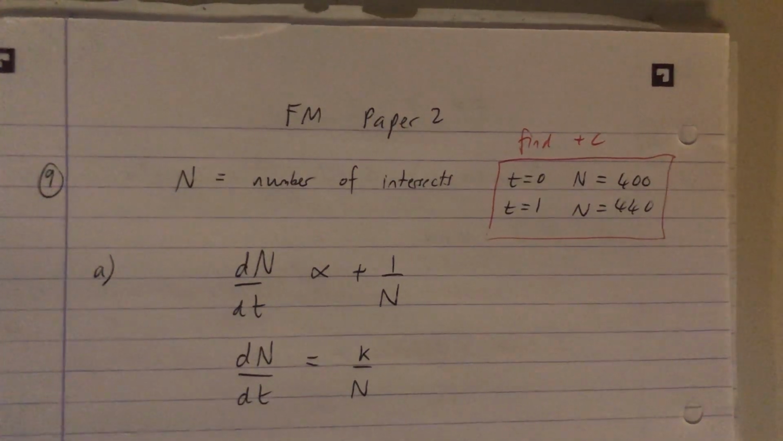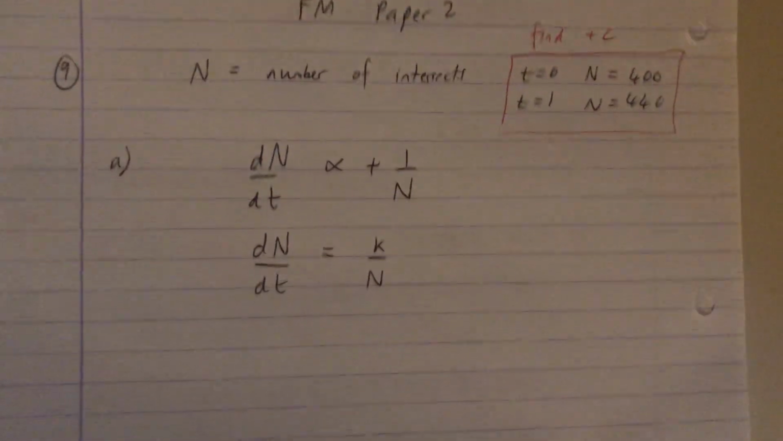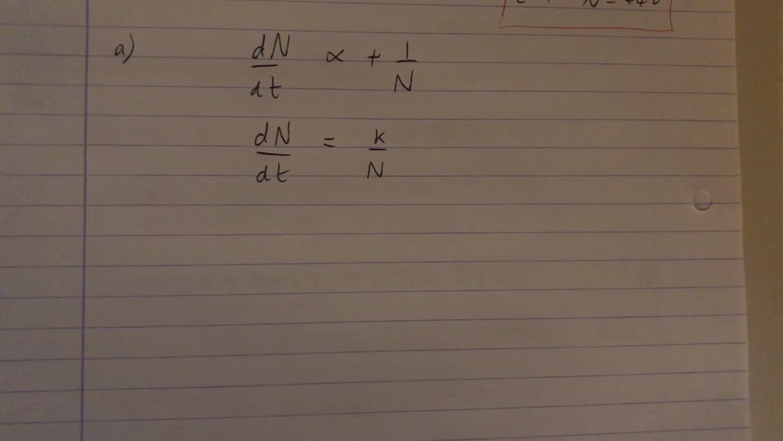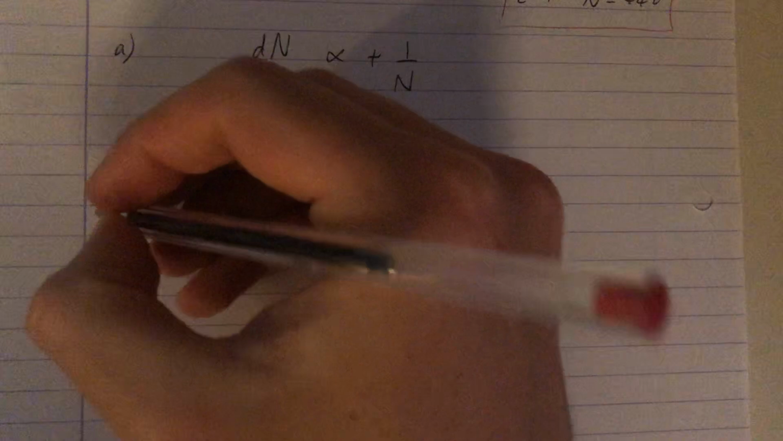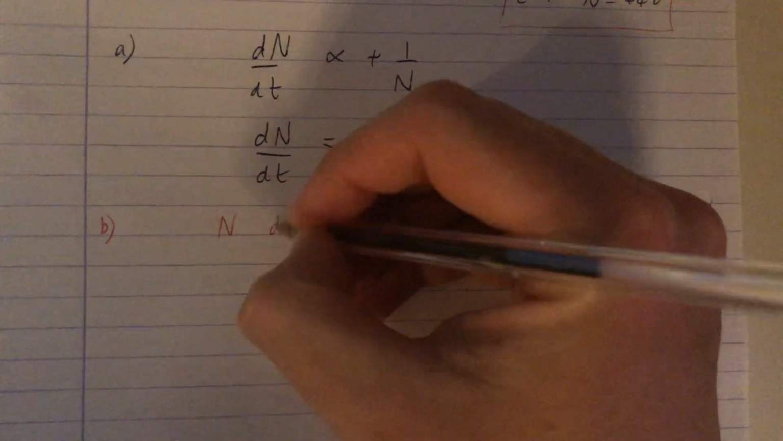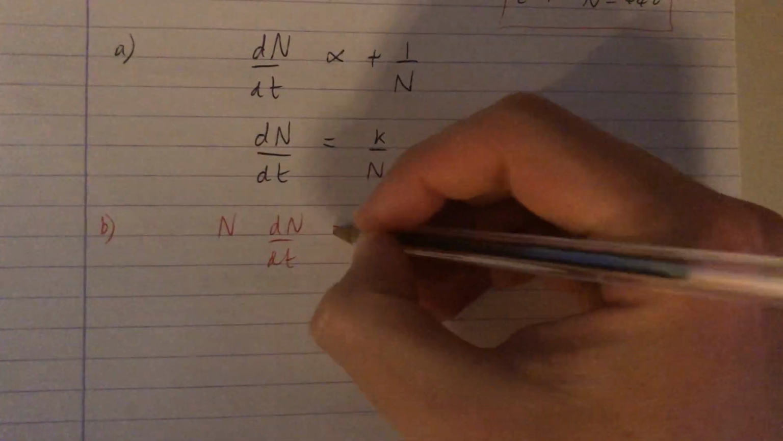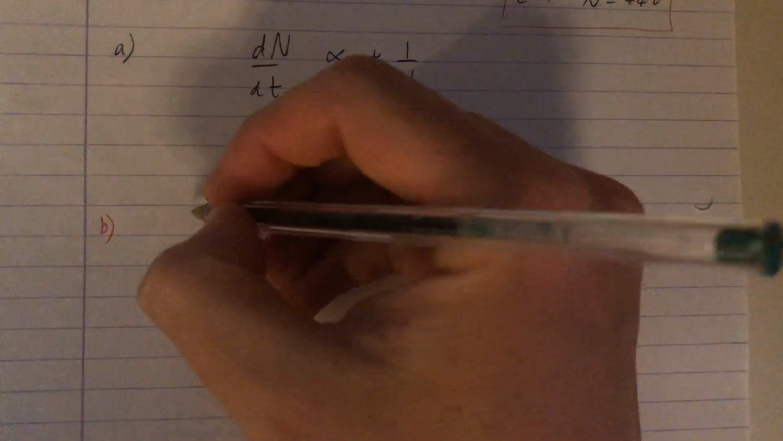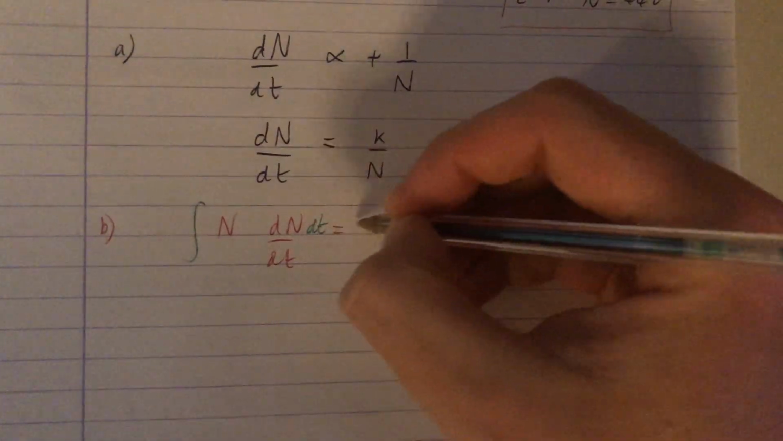Alright, part B is to solve this equation. So this is called a separable differential equation. The letter n is on the bottom there. You take everything with an n in it to the left, and you take everything with a t to the right. So part B would be firstly times in both sides by n, like so, and then integrating both sides with respect to t.